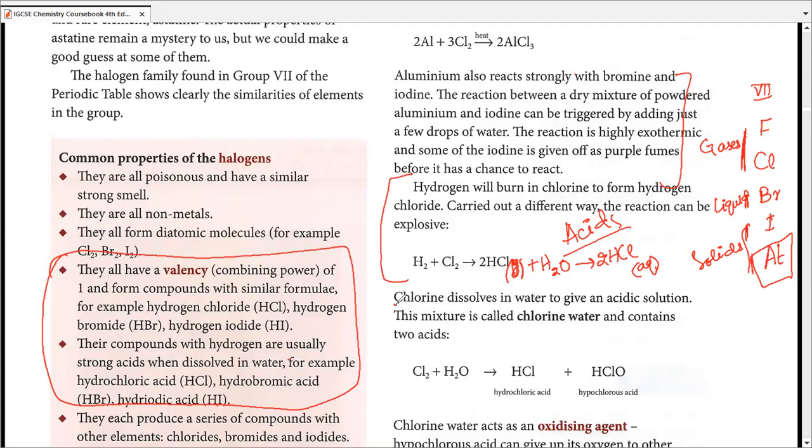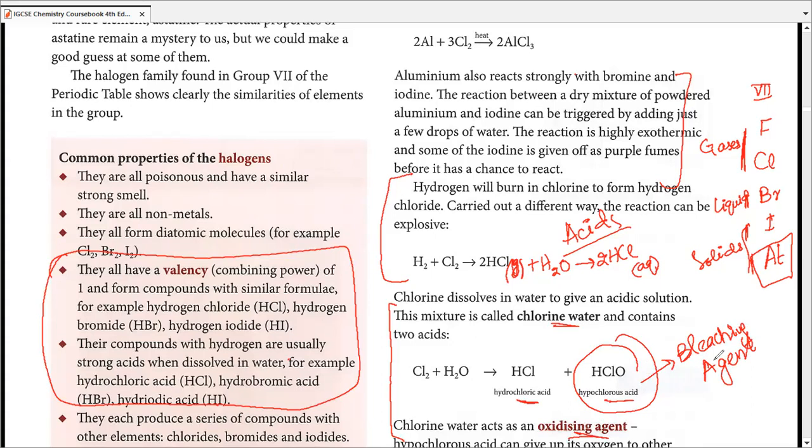Moving on, their reaction with water is known by a specific name: chlorine water or bromine water or iodine water. It's given a name like this, and this actually gives us a mixture of two acids: HCl, hydrochloric acid, and HOCl, hypochlorous acid. This hypochlorous acid is actually an oxidizing agent. We also call it a bleaching agent, which is written right under these lines. A bleaching agent is something that can bleach the colors. Anything that can convert a colored substance into a colorless substance is known as a bleaching agent.